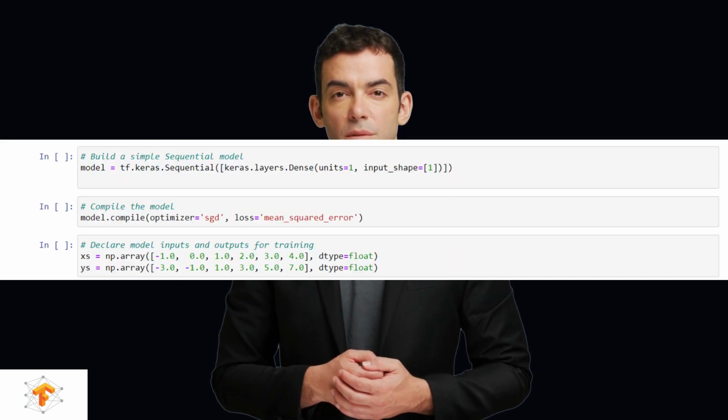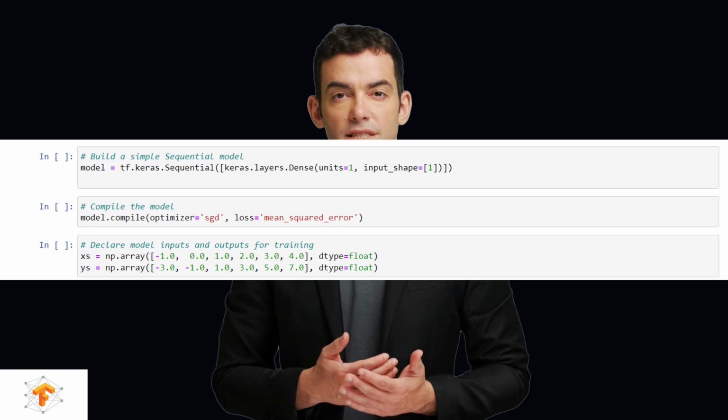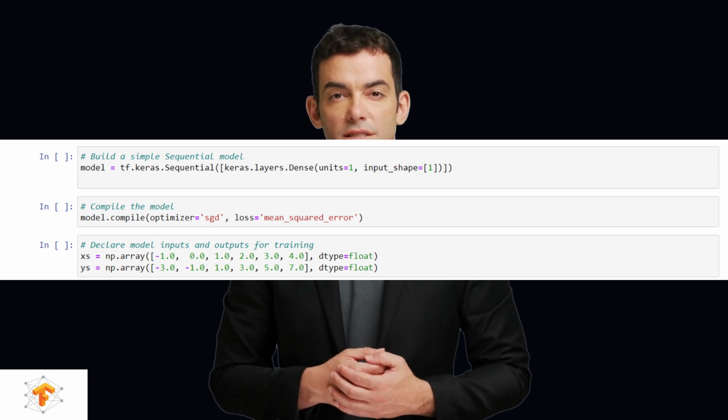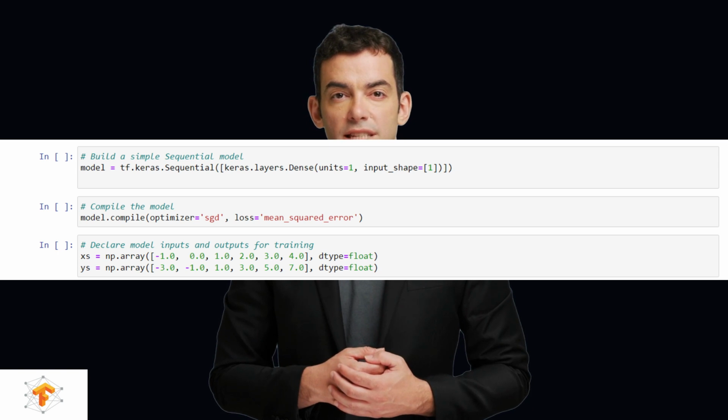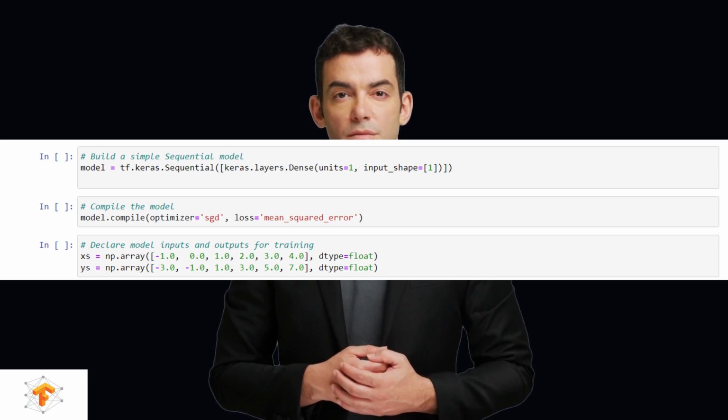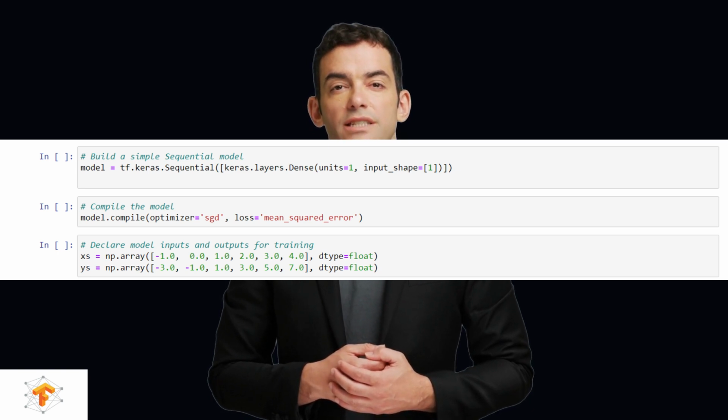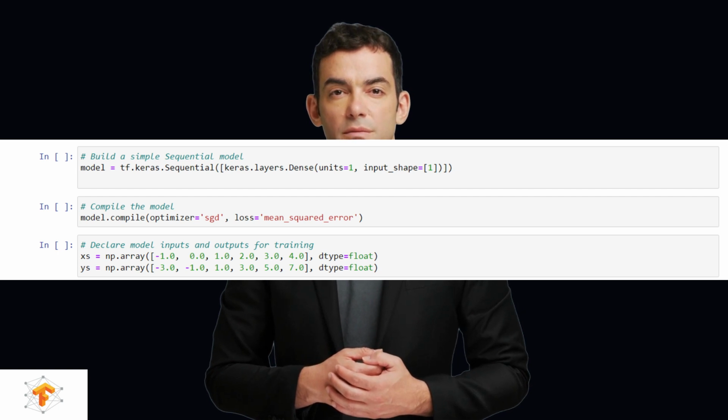We are using a NumPy array. The np.array is using a Python library called NumPy that makes data representation, particularly in lists, much easier. We take two lists of data, xs and ys. We have one list for the xs and another one for the ys.